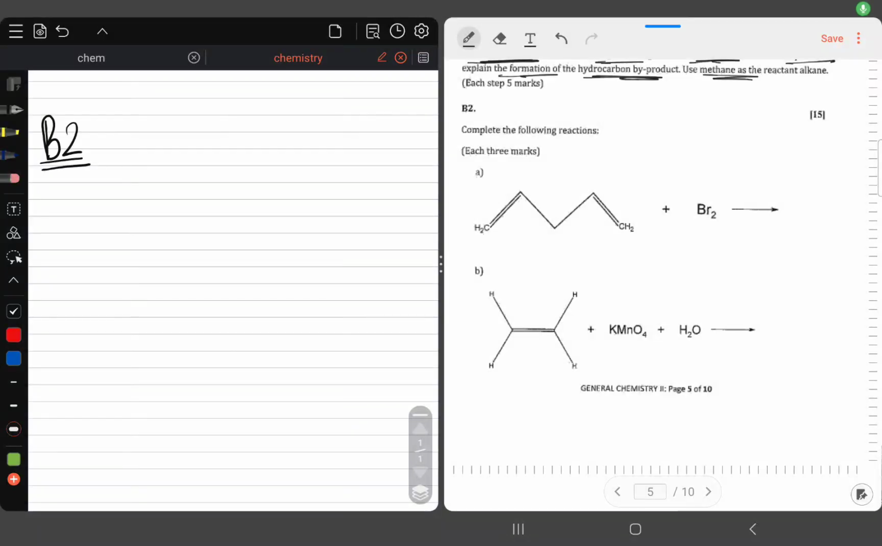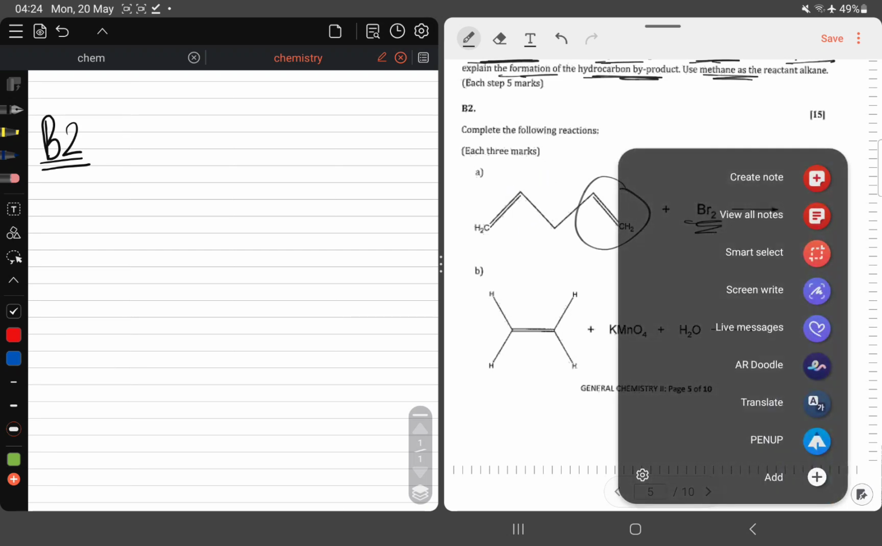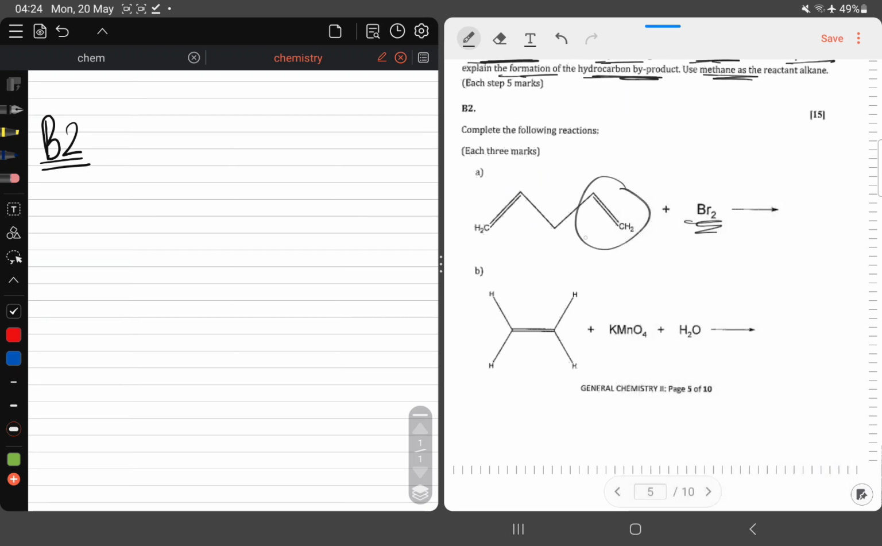Now let's quickly go through these reactions on number B2 and let's try to just kill them, all of them at once. So, okay, now here what are we saying? That we have an alkene double bond here, double bond, and we are adding bromine. We know what happens. The alkene just splits up and all the single bonds are taken by bromine, okay? It's just a simple addition reaction. So I'm just going to have it like this.